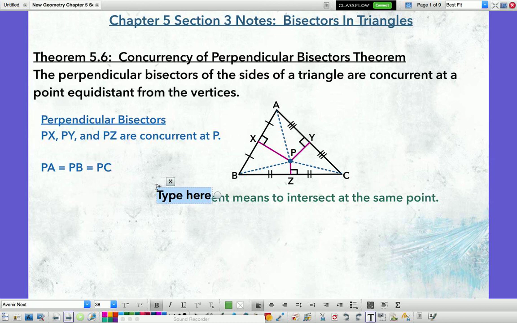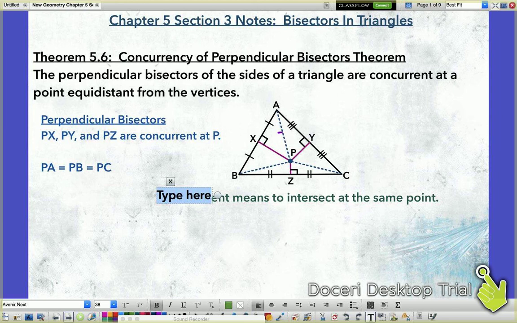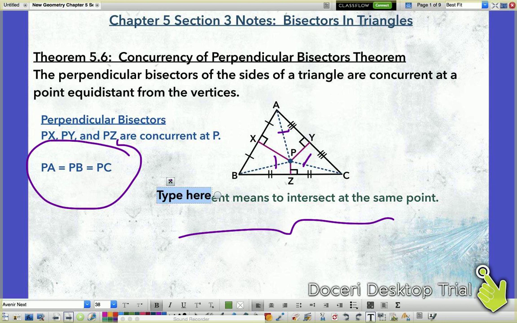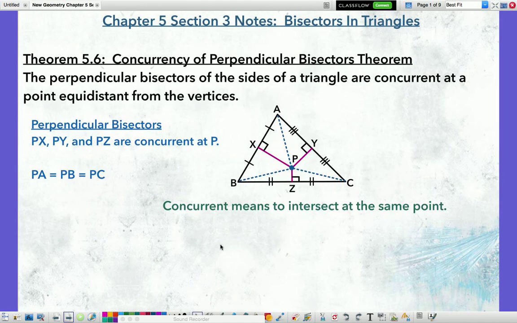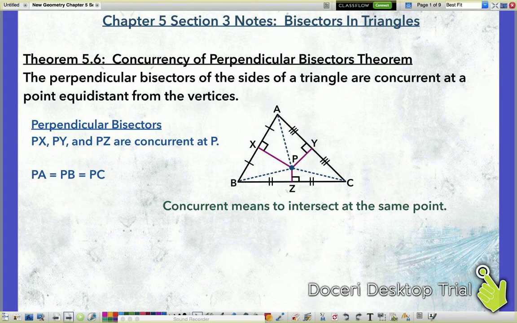So that means that PA, PC, and PB are all equal in length. So concurrent means to intersect at the same point. I know that you guys got to write that down, and I'll do that again.